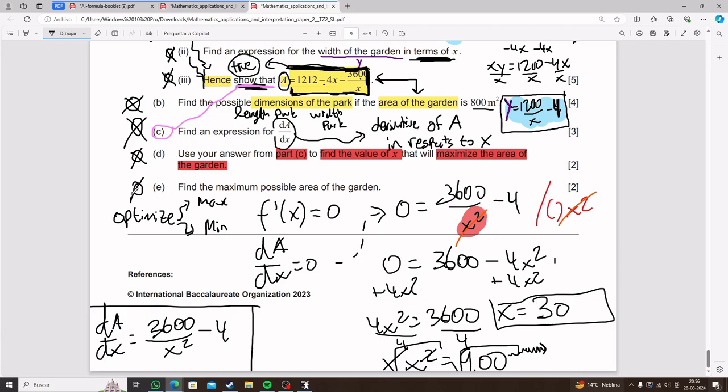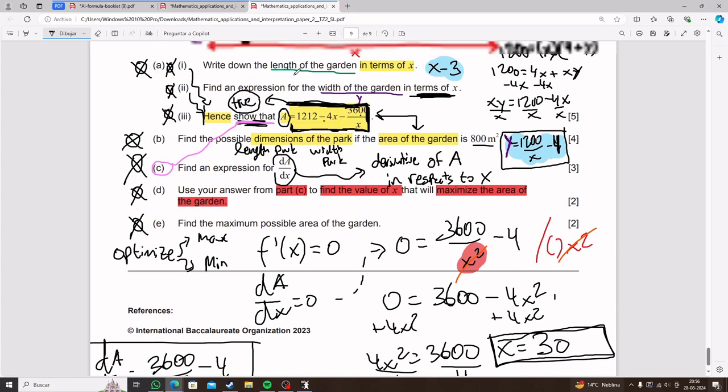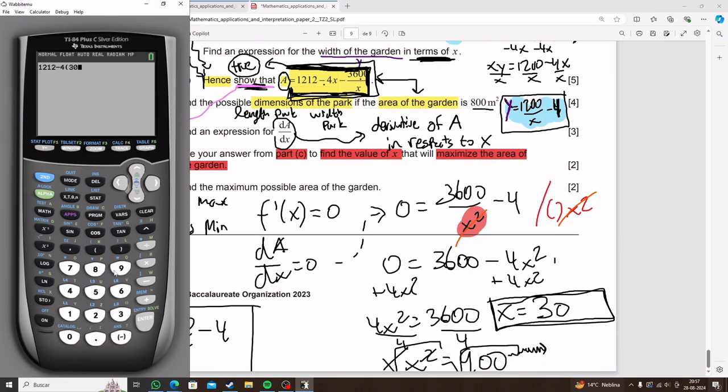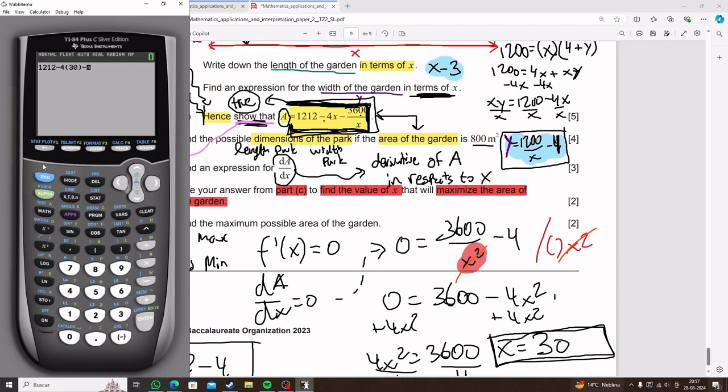And last but not least, we need to find the maximum possible area of the garden. Well, we know that at x equals 30, we have our optimal point, right? For maximizing the area. Now we have to find the actual area. And so the area formula is right here. It's the one we've been using all along. So all you have to do is plug in 30 into that. So you do 1212 times 4 times 30. Oh, I just rolled. 1212 minus 4 times x, which we will be calling 30, minus 3,600.